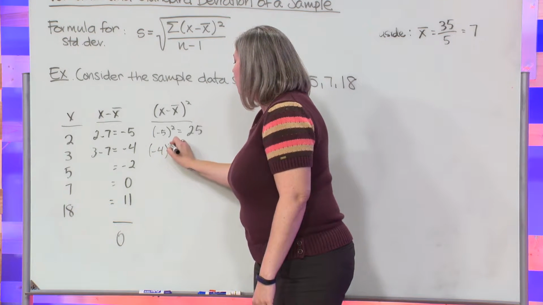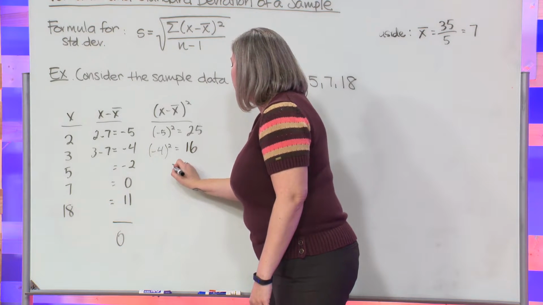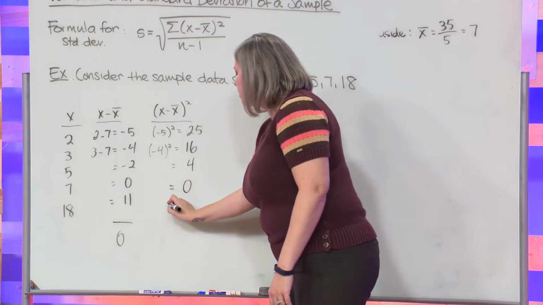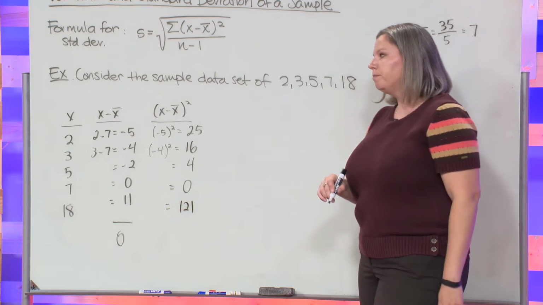So -4 when I square it is 16, right? -2 when I square it is 4. 0 when I square it is 0. And then 11 when I square it is 121.